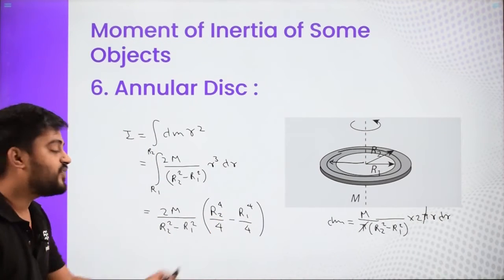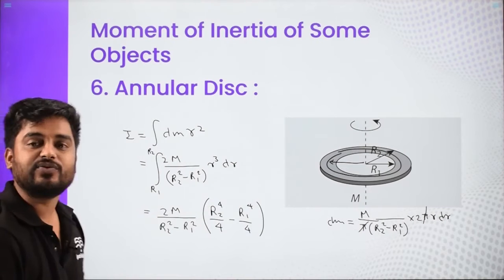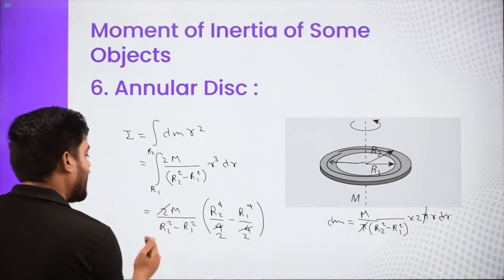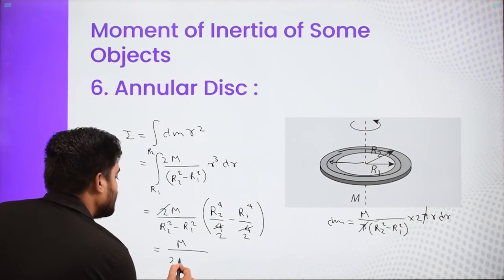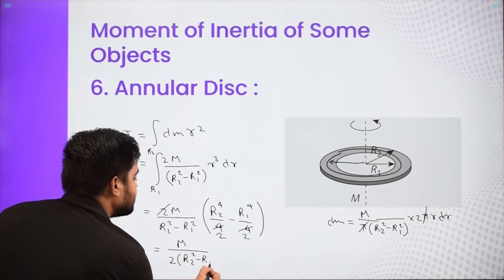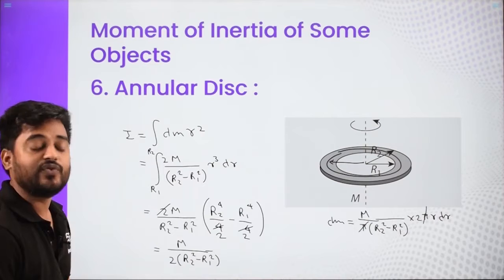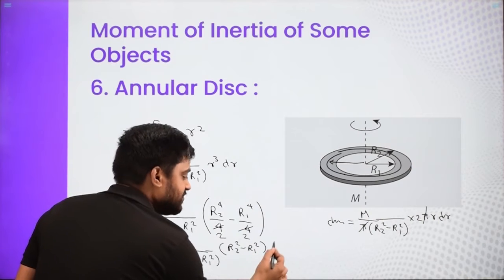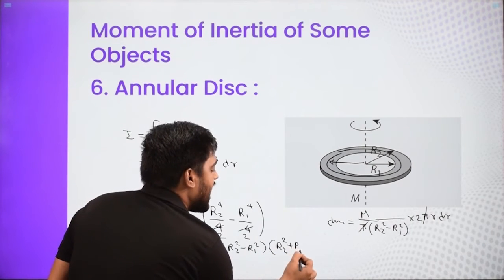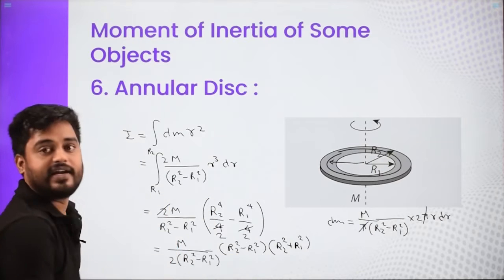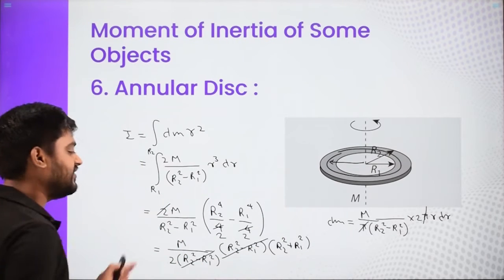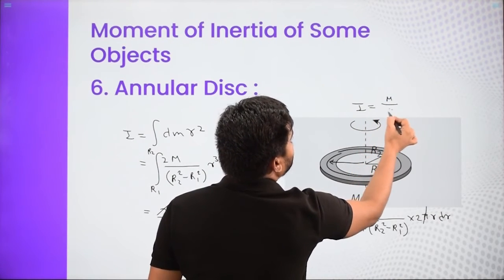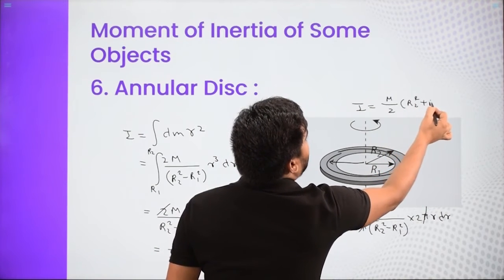And this is like a square minus b square. I am going to apply the formula a plus b into a minus b. So 4 you can take common and this will cancel that out. So you will be left with 2. This 2 I am taking out. So it is m divided by 2 into R2 square minus R1 square. And here we are left with R2 raised to 4 minus R1 raised to 4. That is going to give me R2 square minus R1 square, a minus b into a plus b, so R2 square plus R1 square. So here I can cancel this entire thing, and eventually the moment of inertia we get is m by 2 into R2 square plus R1 square.